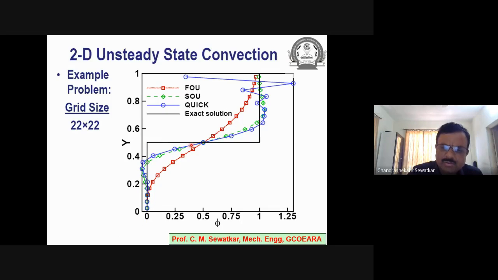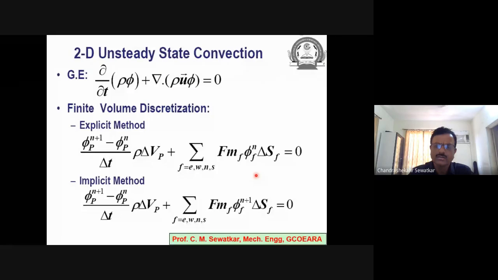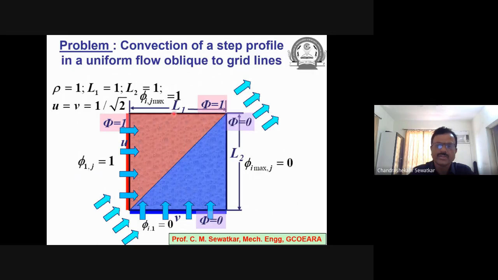Because there is an exact solution available for such kind of a problem. What I am showing you here is the variation of phi along the vertical y direction. It's the variation of phi along the vertical center line. I'm just considering a vertical center line, and I'm trying to plot the value of phi along the vertical center line.